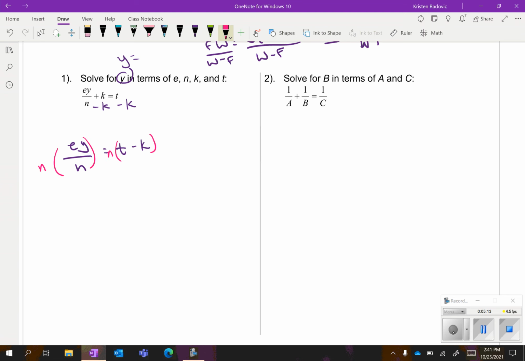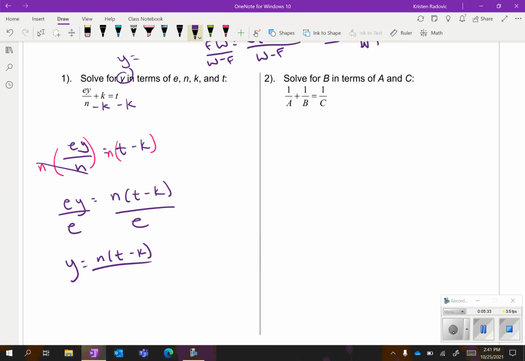And I'm going to get ey, because my n's will cancel out, equals n times t minus k. And to get y by itself, you just divide by e. So y is equal to n times t minus k over e. If you would really prefer, you can distribute the n to get y equals nt minus nk over e.